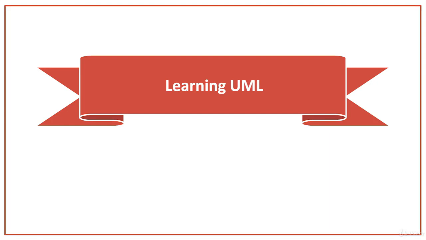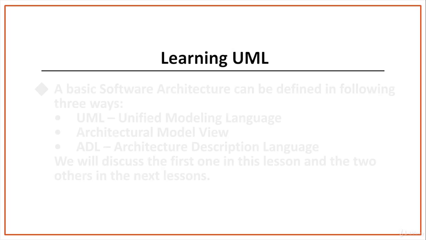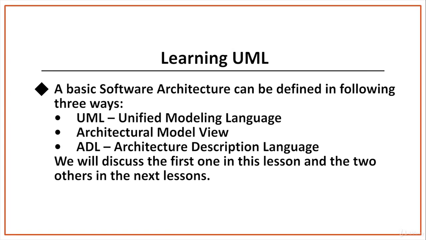In this lesson, we will be learning UML. A basic software architecture can be defined in the following three ways: UML, that is Unified Modeling Language, Architectural Model View, and ADL, that is Architecture Description Language. We will discuss the first one in this lesson and the two others in the next lessons.